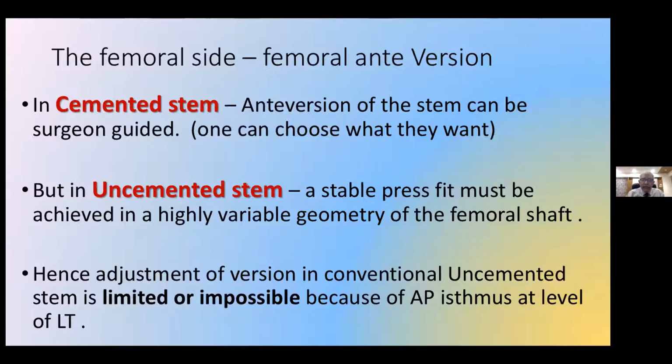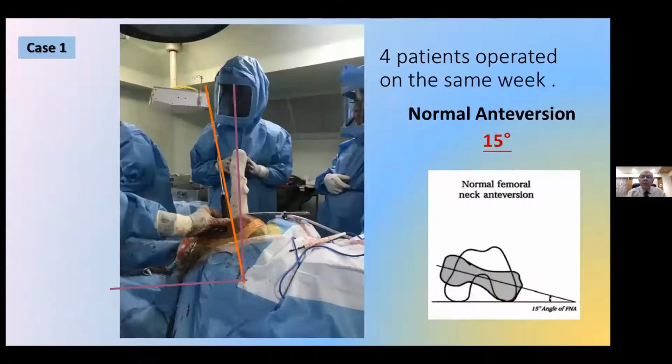Hence, the adjustment of version in the conventional uncemented stem is limited or sometimes impossible. You cannot change it because your stem will automatically go in the direction which your canal will allow, and you have to accept whatever you get. Like here you can see the press fit was achieved, a good stable stem, but the anteversion was 15 degrees.